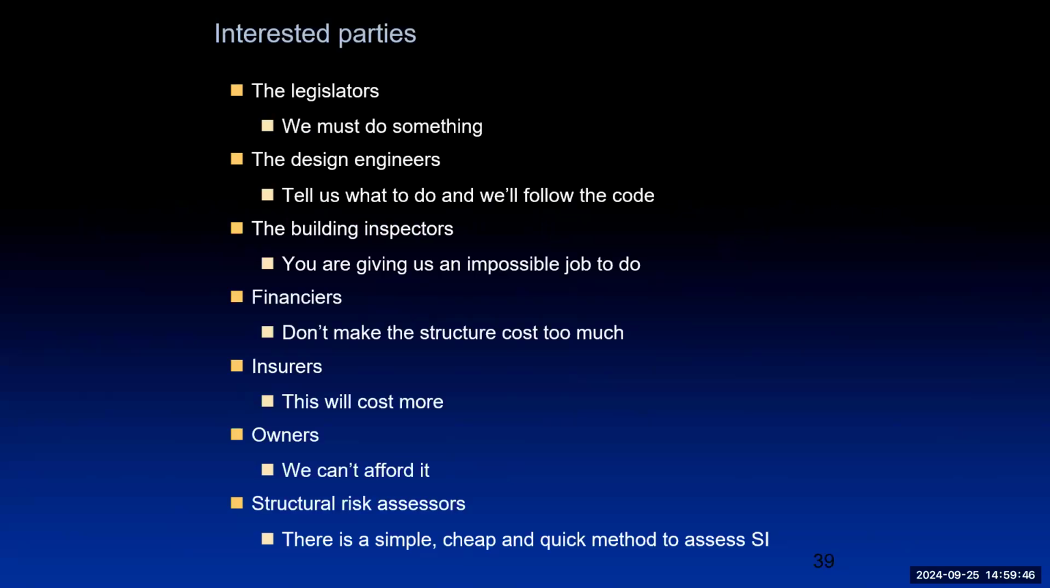So we've got a problem and we have a number of interested parties. What's their response? First of all, legislators. We've had a building fall down. We have to do something, and quickly. Design engineers. Just tell us what to do and we'll follow the code. Building inspectors. You're giving us an impossible job to do.